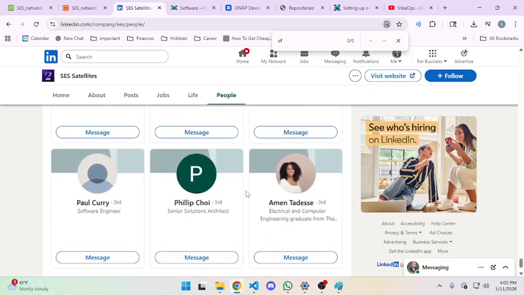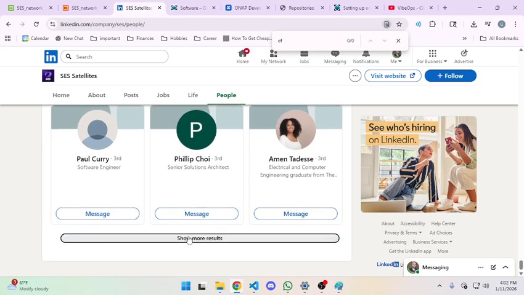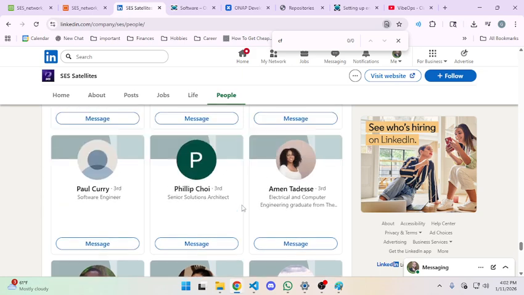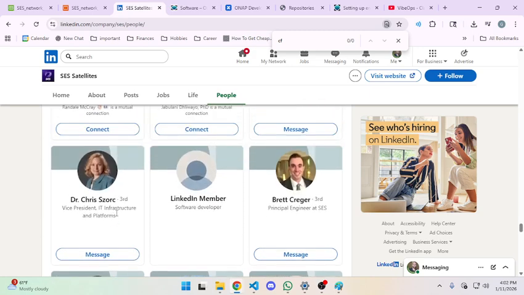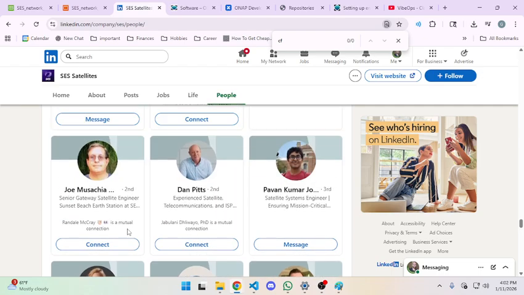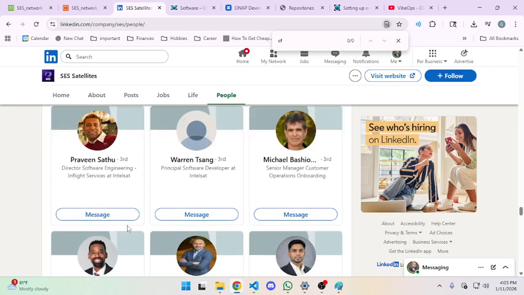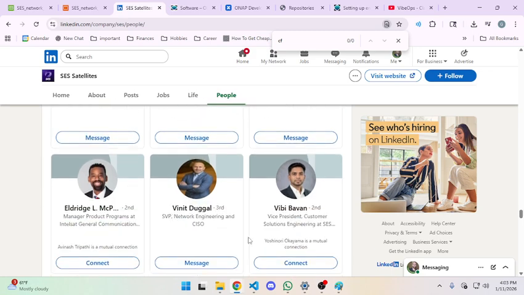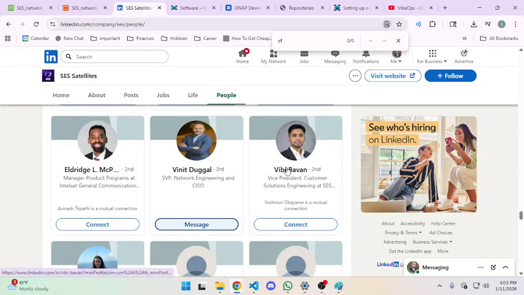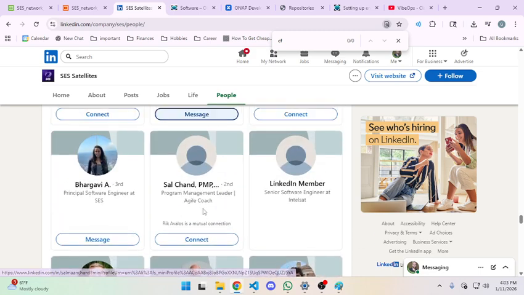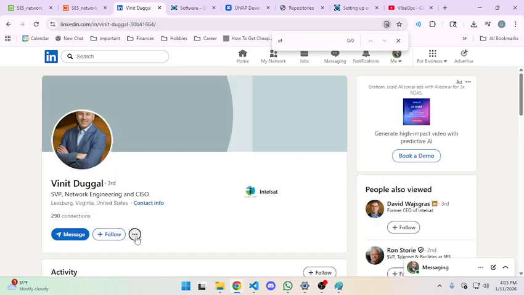All right. Well, it sounds like I'm going to need to get in contact with some of these people, which I guess I could just do with a connect request. Here's the VP of IT infrastructure and platforms. That seems like somebody that would make sense. And here's the SVP of network engineering and CISO. So these two people would make sense, but all I can do is connect with them.